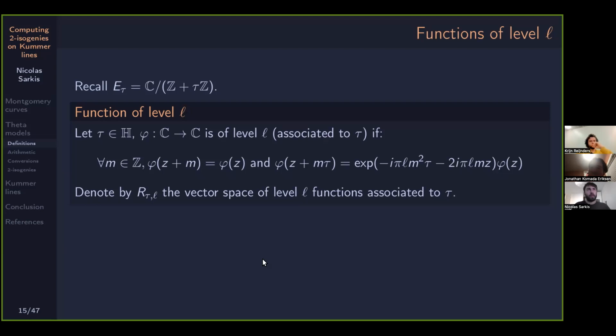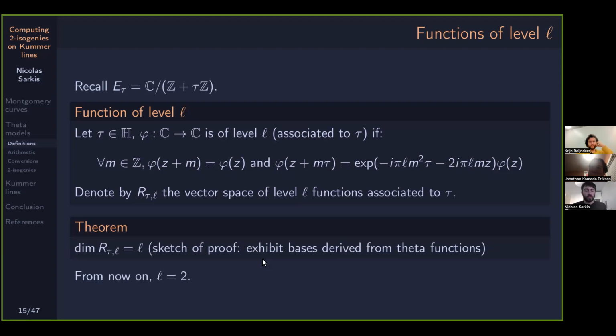What we call a function of level L is a function that satisfies these conditions, and they form a vector space. If you call it R tau L, you have a vector space of level L functions, and we know the dimension of this space. It's L. You can find all these details in Mumford's book about theta functions.